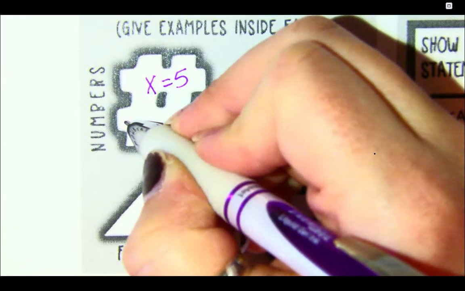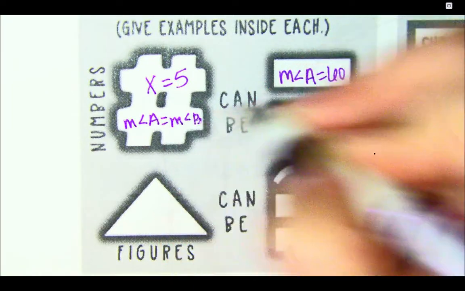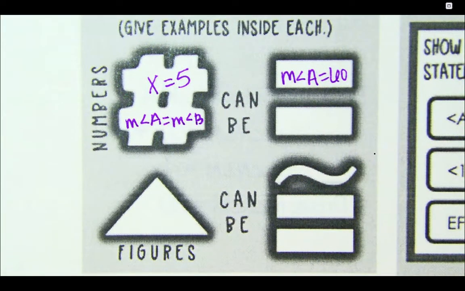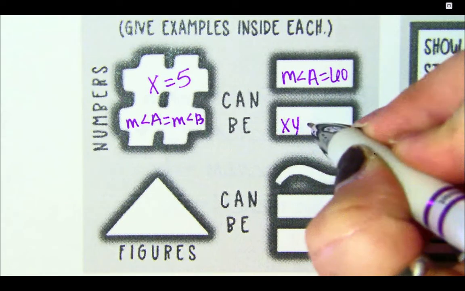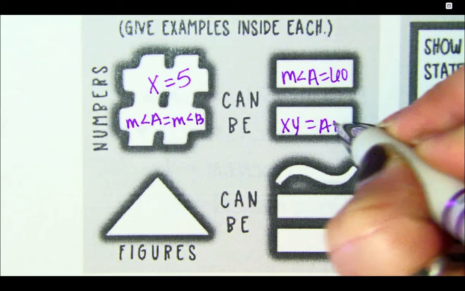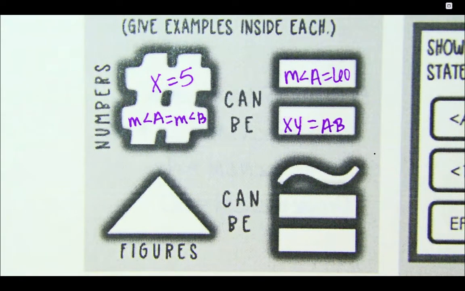You could say the measure of angle A equals the measure of angle B. So even though you don't see a number, it's talking about the measure of those two angles being the same. Same thing is true for segments. XY equals AB. If it doesn't have the segment over the top, it's talking about the length. So that's a number. Those are all examples when you should use an equal sign.